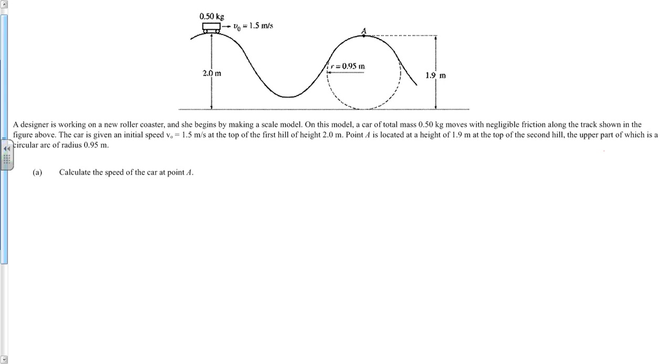You have a roller coaster with a scale model. This is a scale model of a roller coaster. You've got the cart mass, no friction, with an initial speed of 1.5 meters per second at the first hill of height 2, and then you're going to go from the starting point to point A.